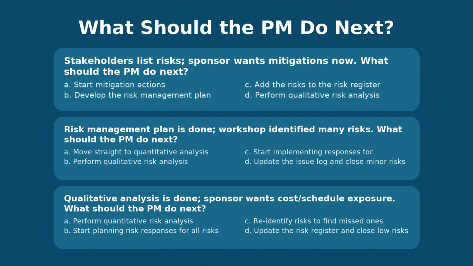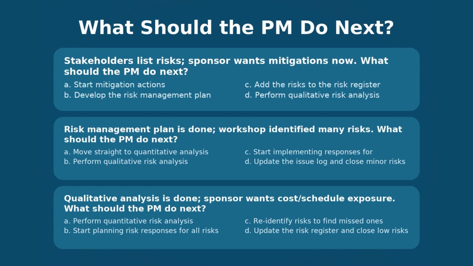Move straight to quantitative risk analysis, or perform qualitative risk analysis to prioritize identified risk, or start implementing responses for the high impact risk, or update the issue log and close minor risk. The right answer is perform qualitative risk analysis. Why is this option right?